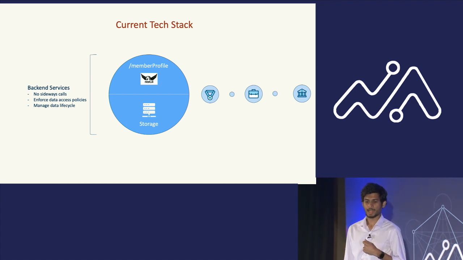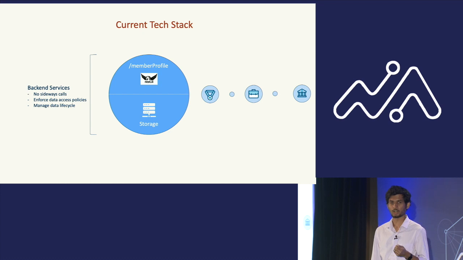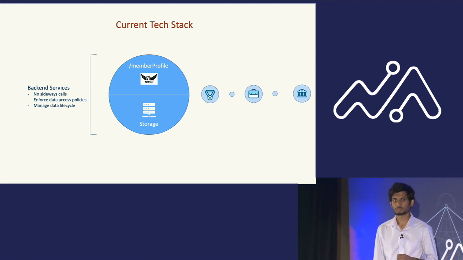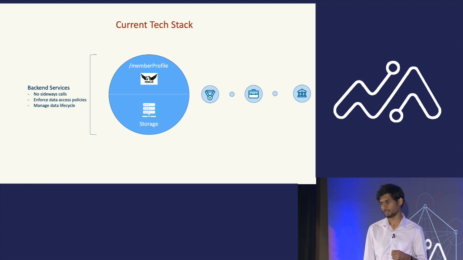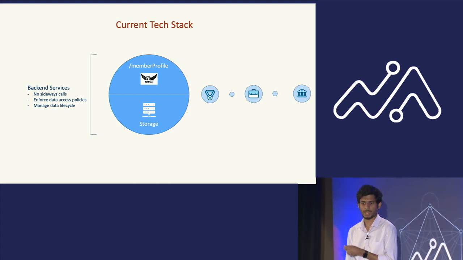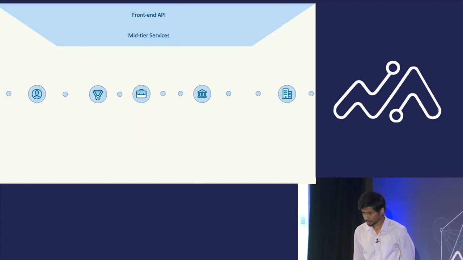They enforce data access policies. So members have settings on LinkedIn.com. They say my last name should not be visible to non-connections and things like that. So we have to enforce those data access policies before we return the data. Also, they manage the data lifecycle. If a member is added, member leaves the platform, there are a bunch of actions you have to take, like deleting the articles they've written and things like that.